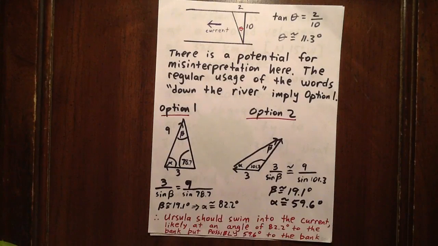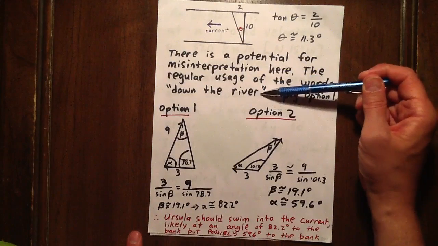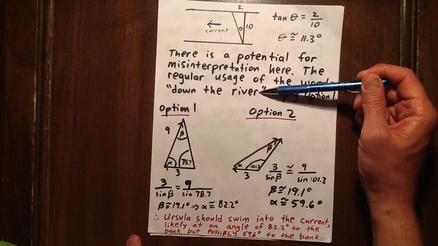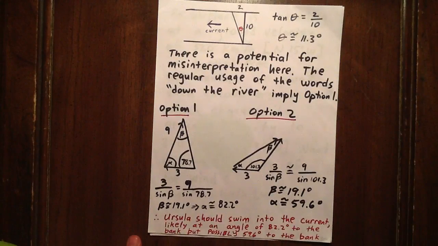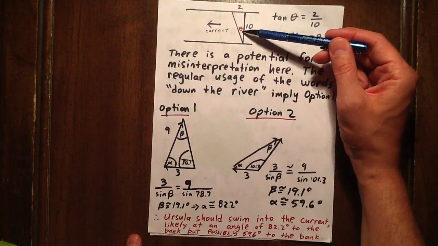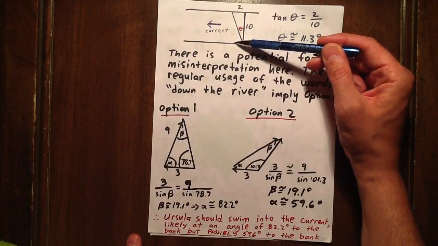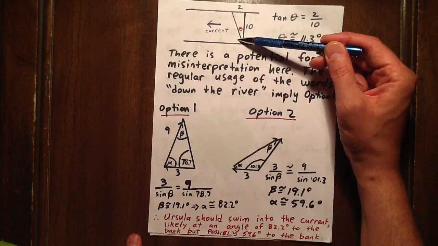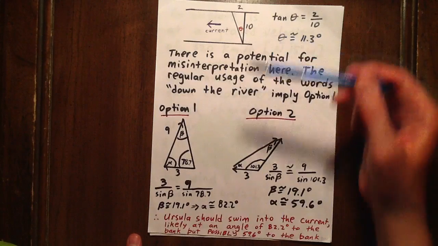Now, there's one of two ways we can go here. Let's focus first of all on assuming that when they say down the river, that she actually wants to end up in the direction with the current. Assuming that to be the case, then, we take this 11.3 degrees, we easily determine that this is 78.7 degrees, since it's a perpendicular angle here.